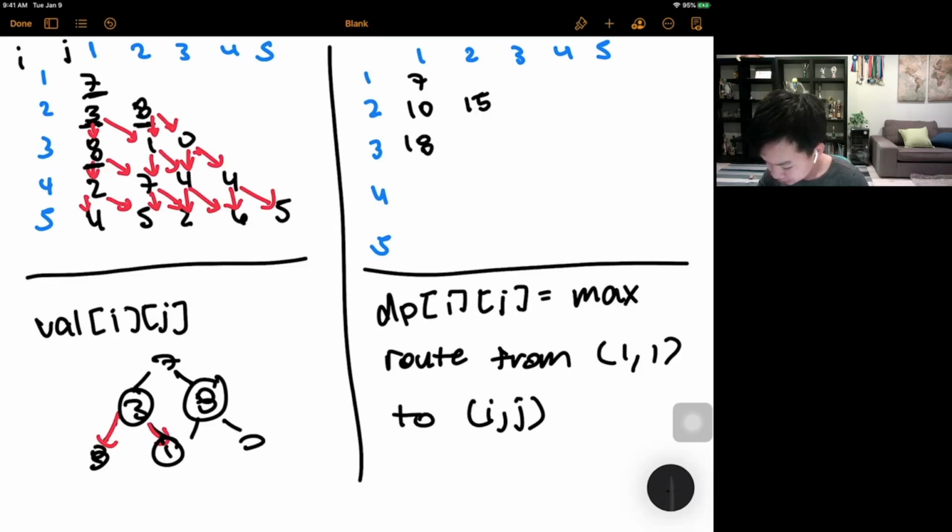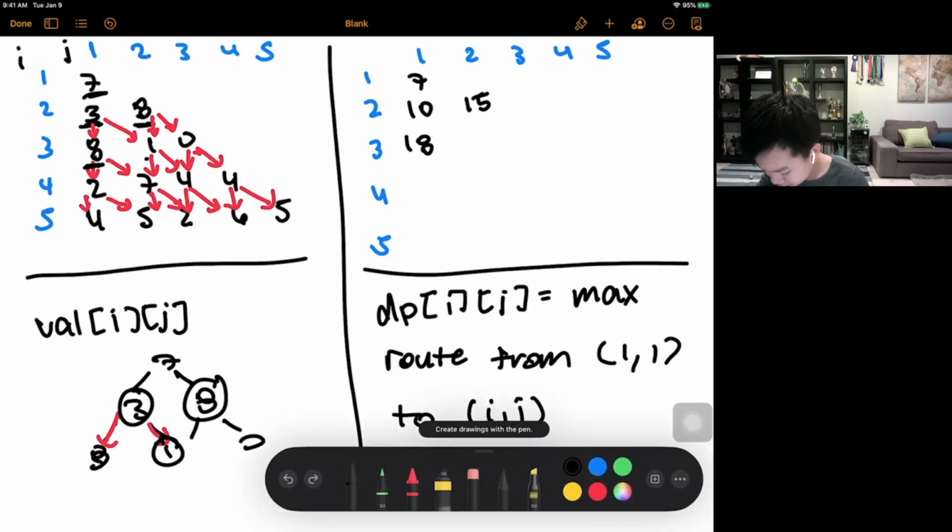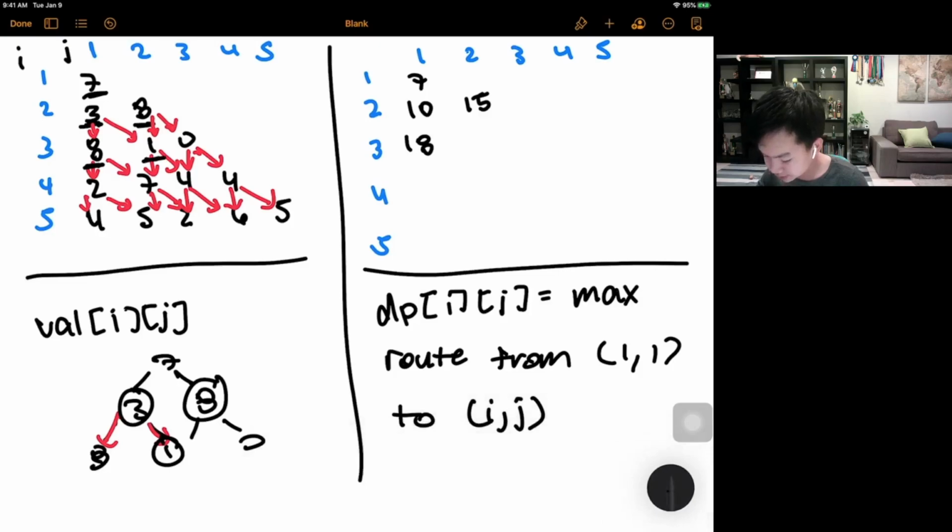For the next node, you can see that 1 has 2 parents, which are 3 and 8. So you take the maximum of the two since you want the maximum route. The maximum of these two nodes, 10 and 15, is 15. So it would be 15 plus 1, which is 16. For 0, you only have one parent, so this would be 15 as well.